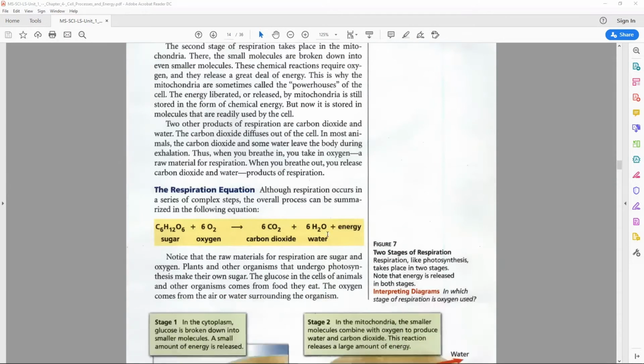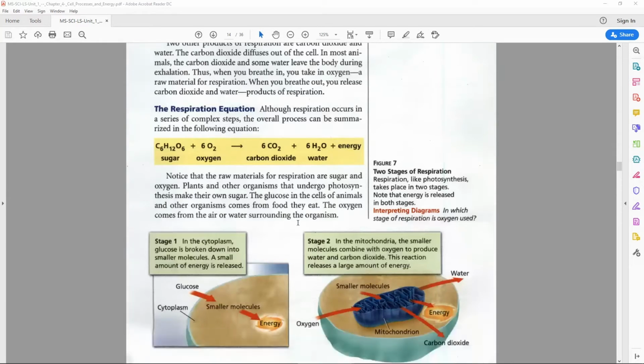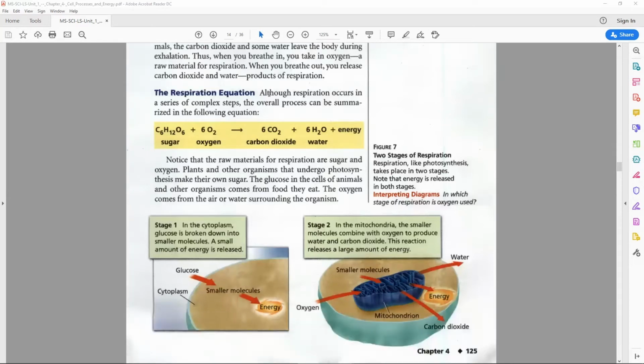The respiration equation. Although respiration occurs in a series of complex steps, the overall process can be summarized in the following equation. Sugar, C6H12O6, plus oxygen, 6 molecules of O2, yields 6 molecules of carbon dioxide and 6 molecules of water and energy.